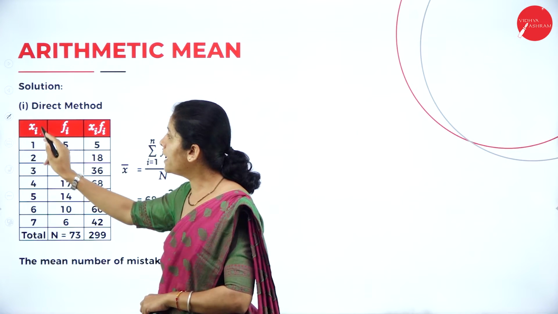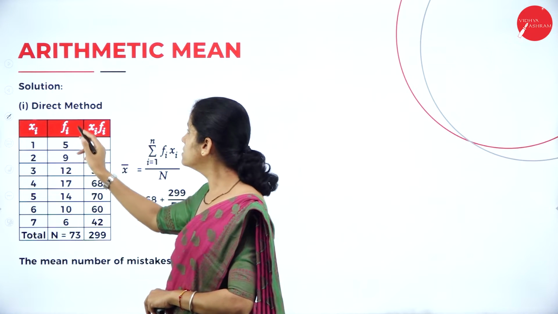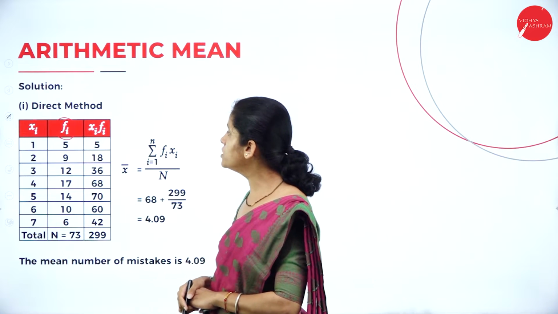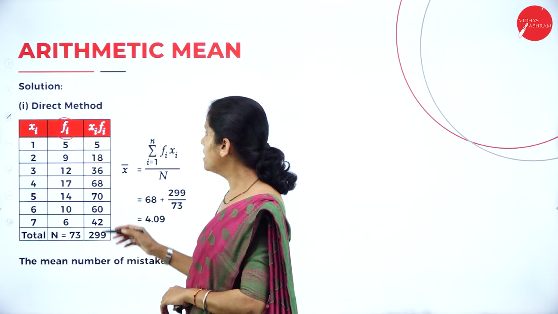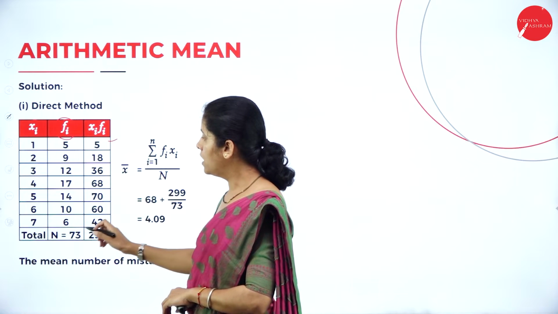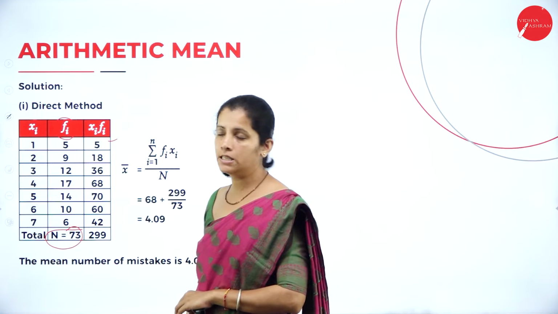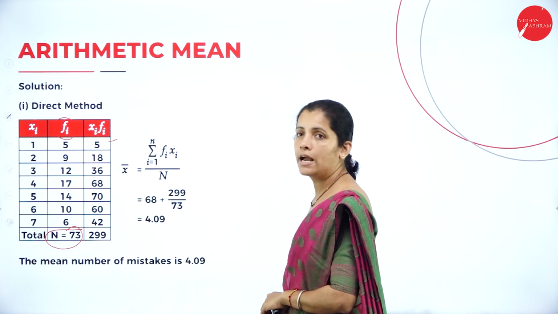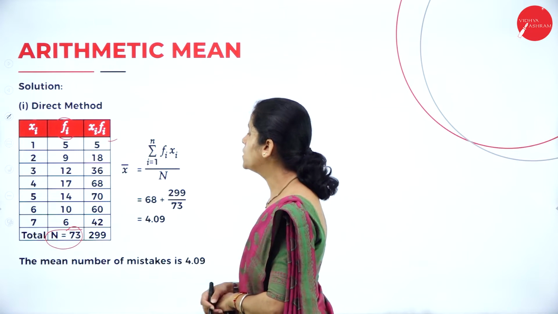This is my discrete data xi. This is nothing but the frequency distribution. And when I multiply, I'm going to get the answers 5, 18, 36 and so on. And the summation of fi is nothing but 73, and the summation of xi into fi is nothing but 299.